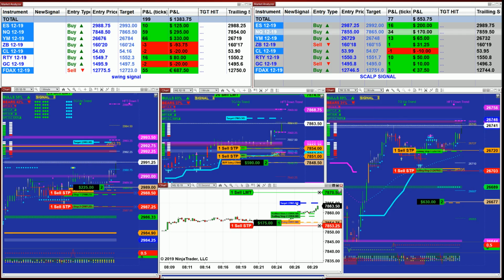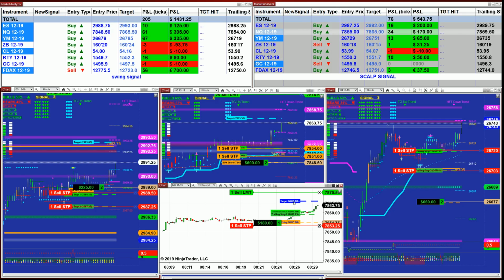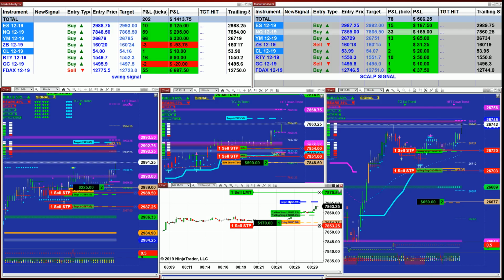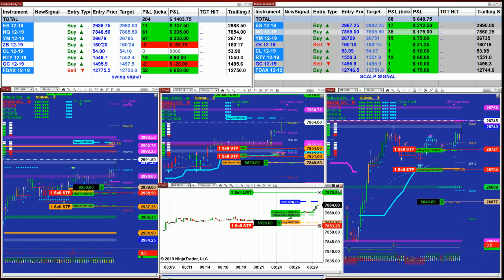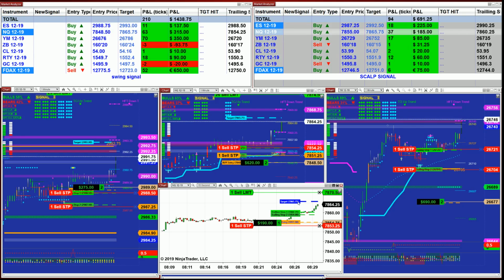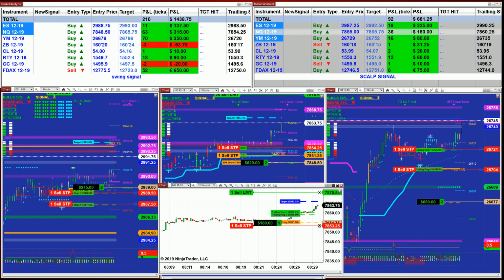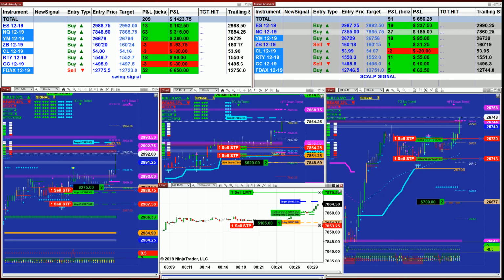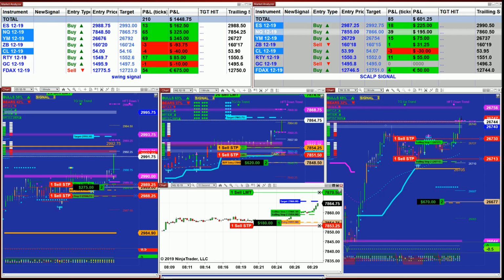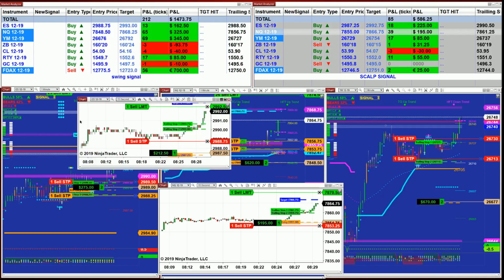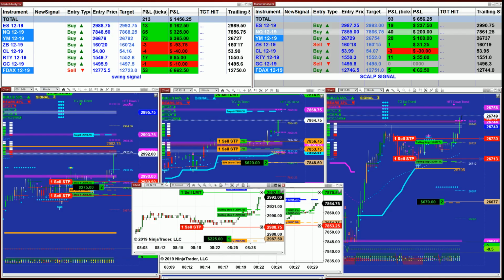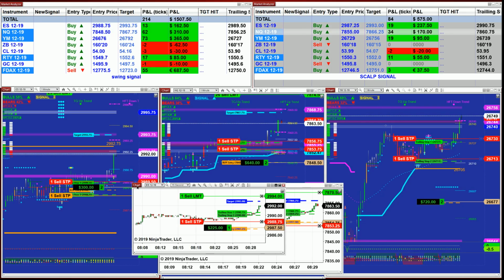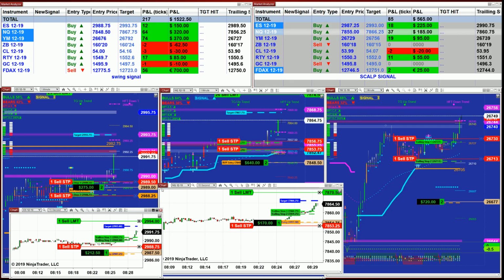On the scalping, it is about to hit the target. We are done with the scalping on the Nasdaq. Target hit on the Nasdaq. We're done with that. Also on the ES scalping, we're going to increase it as the target was hit. On the scalping, this is Nasdaq.